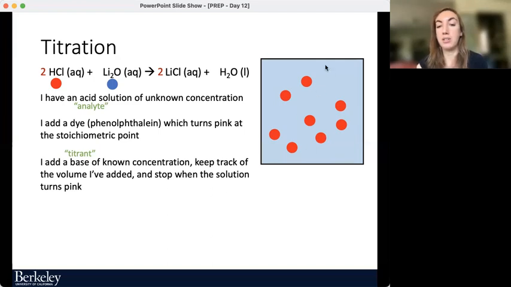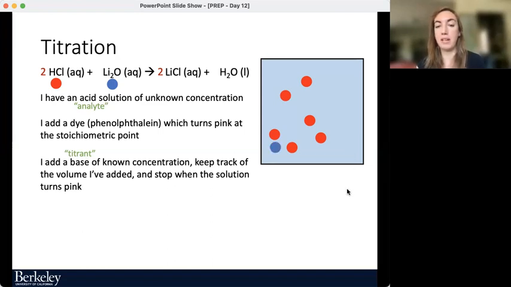So I have my acid, and I'm going to add some amount of base. If I've added 1 molecule of base, based on my stoichiometric coefficients, it will use up 2 molecules of my acid, and those will become this neutral salt that's no longer contributing to the pH. But my solution is still acidic. I still have more acid, and so my dye hasn't changed colors yet.